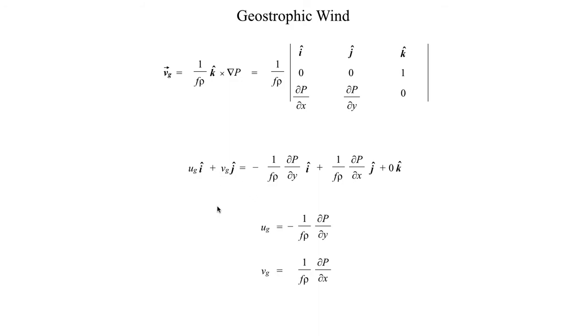And if you want to write the individual components out, then you get that the zonal component of geostrophic wind is equal to minus 1 over Coriolis parameter f times density rho times the meridional pressure gradient, that is dp dy. And then the meridional component of the geostrophic wind is equal to 1 over, notice there's no negative sign here, the meridional component is equal to 1 over Coriolis parameter f times density rho times the zonal gradient in pressure, or dp dx.